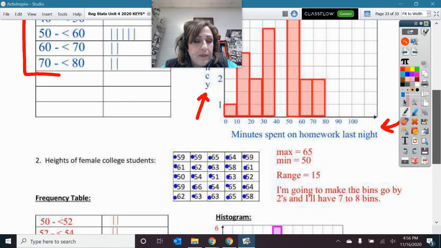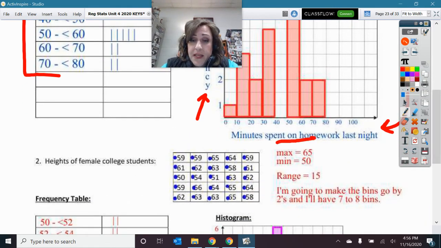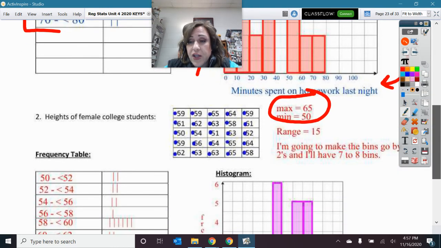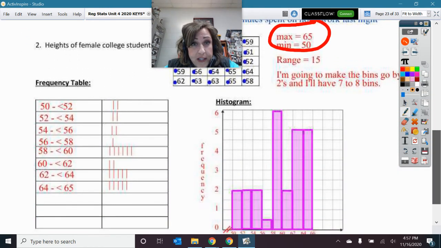Let's look at the next one. Heights of female college students. This range was from 50 to 65, and so that was a range of 15. So if I divided by 5, that would just make 3 bars. I don't like that. So I'm probably going to go by 2s or 3s. If I divided by 3, then that would make 5 bars. Some of you may have gone by 3s, some of you may have gone by 2s. But I don't think going by 5s is good because that only gives you 3 bins, and that's not good.